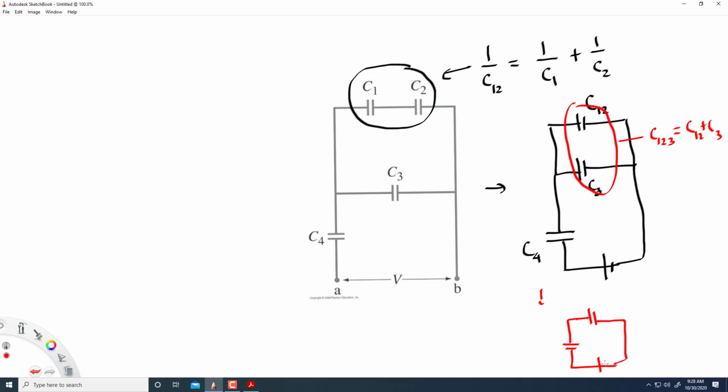Okay, you have a battery here. So this one is C1,2,3, and this one is C4. Now these two are in series. So to get the equivalent of that, you use 1 over C1,2,3,4 is 1 over C1,2,3 plus 1 over C4. Okay?